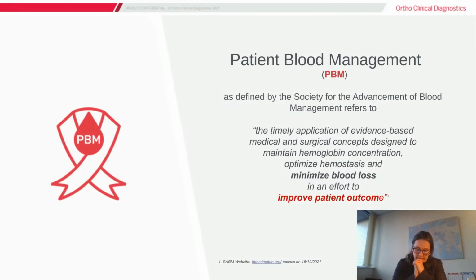Here's the definition of patient blood management by the Society for the Advancement of Blood Management: the timely application of evidence-based medical and surgical concepts designed to maintain hemoglobin concentration, optimize hemostasis, and minimize blood loss in an effort to improve patient outcomes.